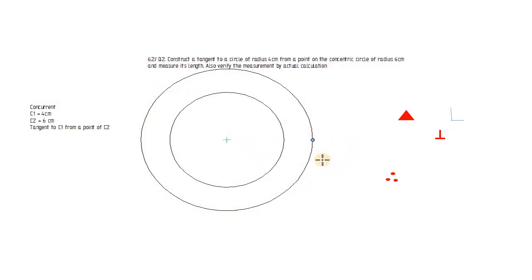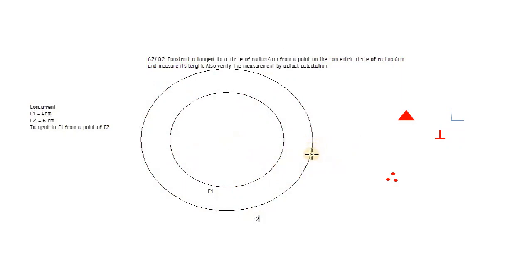Okay, and now I'm supposed to draw a tangent on circle C1. Let's label them. This is C1, and this circle, let's name it as C2.